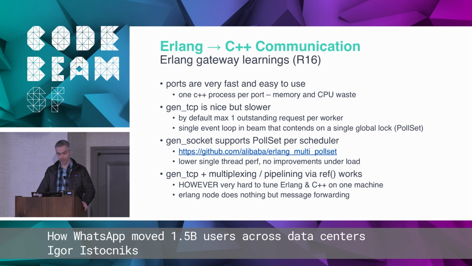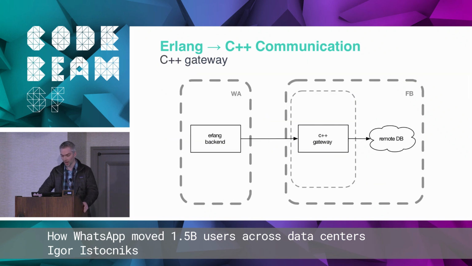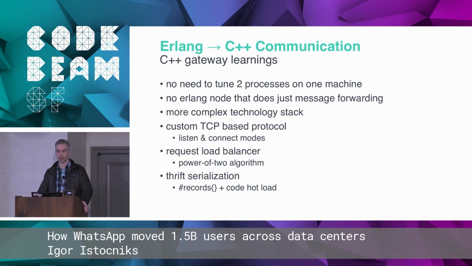So we decided to drop this approach and instead learn how to talk to C++ directly across data center. And that really worked. It really helped us because there were no two processes to tune on a single machine. We only had to worry about C++ only. There was no Erlang node that didn't do anything but message passing, which is just wasted CPU work. However, of course, the technology stack became more complex because we had to teach Erlang how to communicate to C++ across data center. We had to build a custom TCP-based protocol to do that.